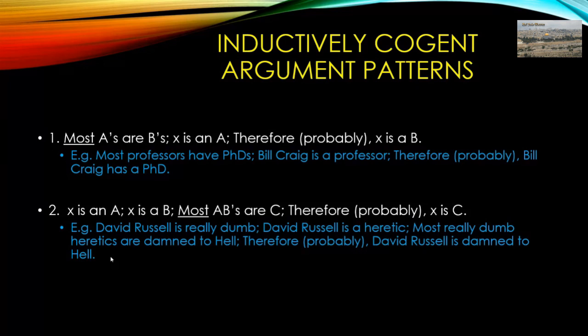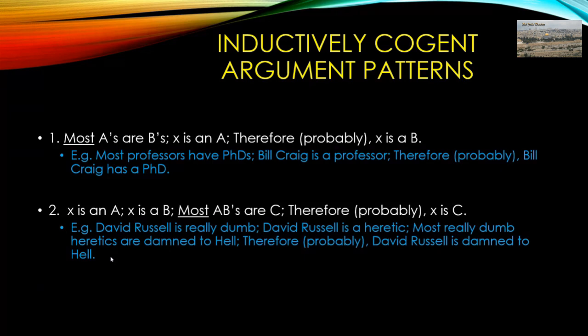Okay, so another cogent inductive argument pattern is: premise one, X is an A. Premise two, X is a B. Premise three, most ABs are C. Therefore, probably X is a C.